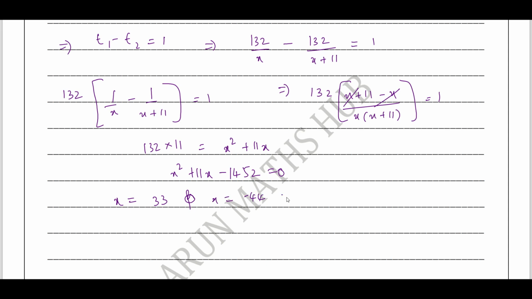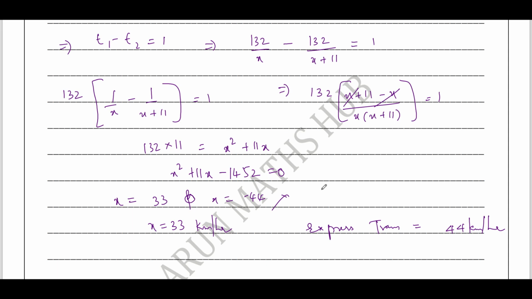Since speed cannot be negative, x equals the speed of the passenger train is 33 kilometers per hour. Now speed of the express train will be 33 plus 11, that is speed of express train equals 33 plus 11, that is 44 kilometer per hour. Students, hopefully you are able to understand this kind of questions.